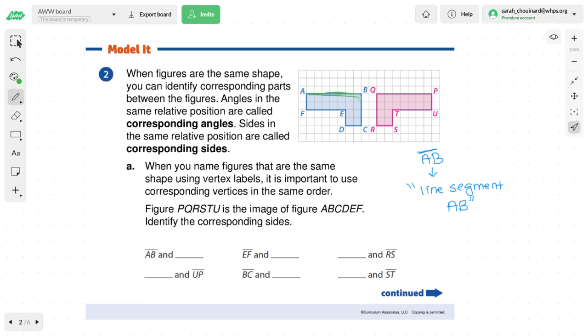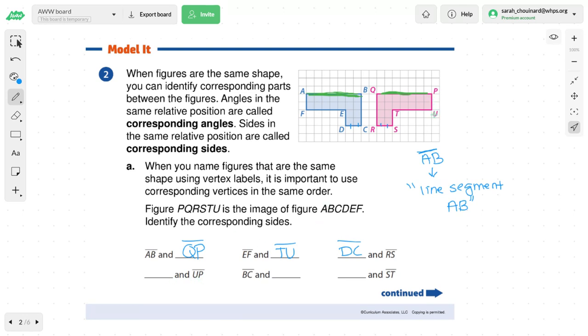AB is this side. Who would AB line up with if it was reflected right on top of this shape? It would line up with QP. So we would say AB and QP are corresponding sides. EF would line up with TU, so line segment TU. RS is this side. Notice how it's 2 units, 2 units. It would line up with CD or DC, which is also 2 units.